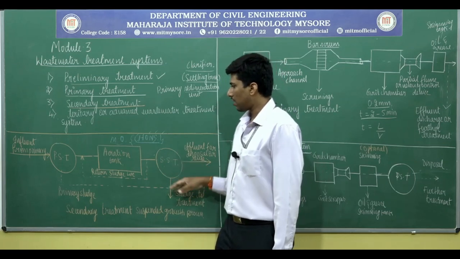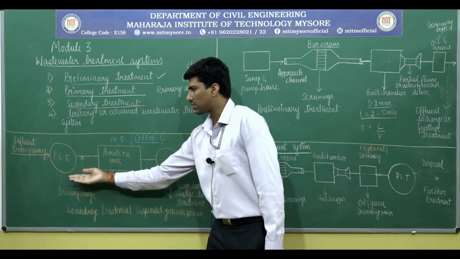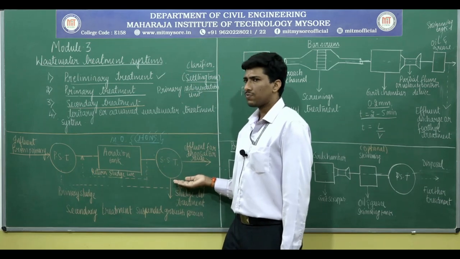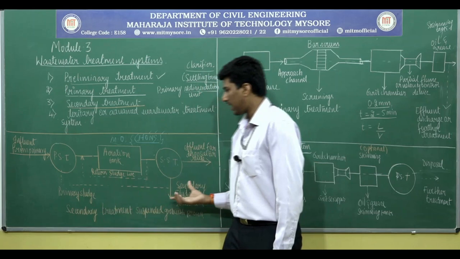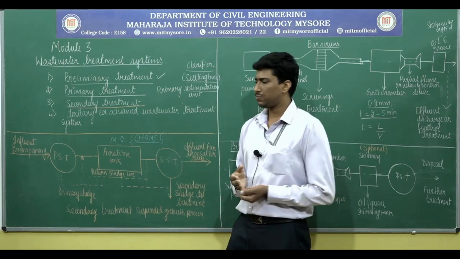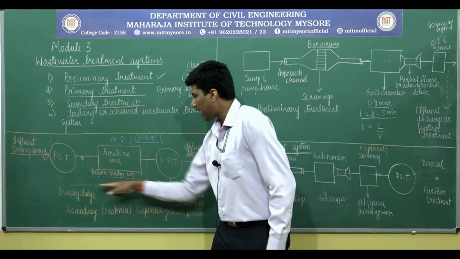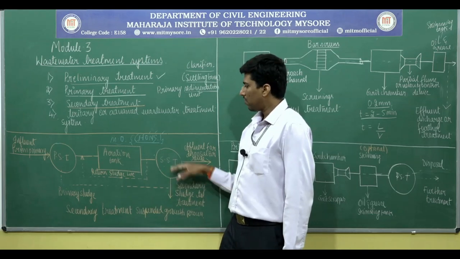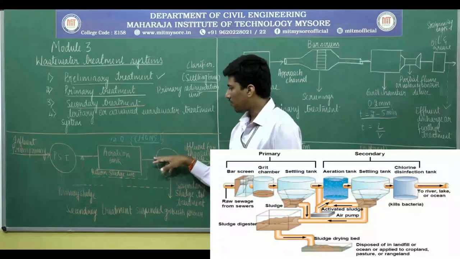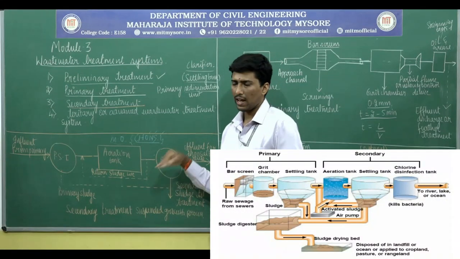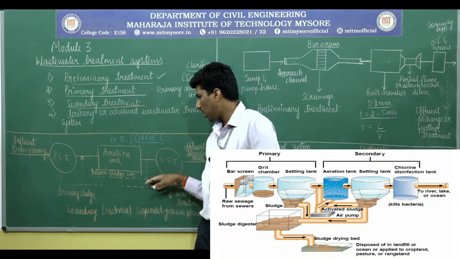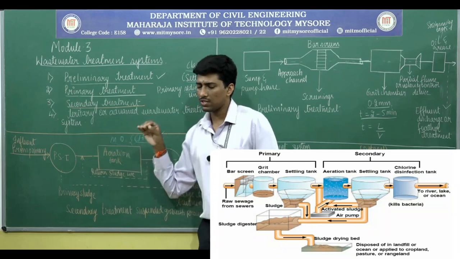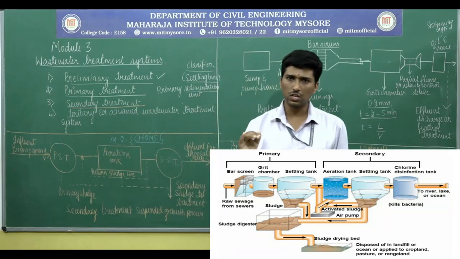Whatever sludges are settled at the bottom of the PST, that is the primary sedimentation tank, as well as in the secondary sedimentation tank, what happens? They are to be collected in a separate channelized portion, or separate pipeline networks are to be provided. We also have the portion of the sludge that is reintroduced into the aeration tank. Why? What is the nature here?